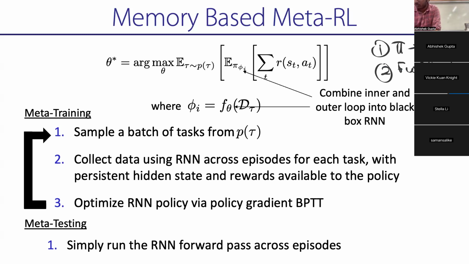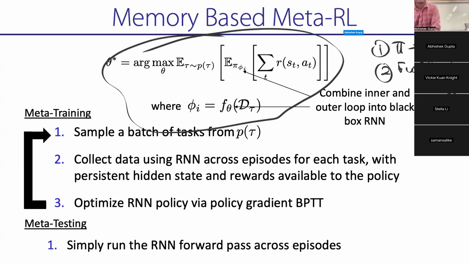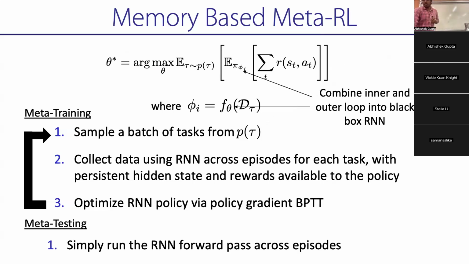And if you train it with RL, it is incentivized to maximize the reward as quickly as possible, because you're summing up the rewards across multiple different episodes. I want to get as high a reward as possible across episodes, so I'm going to try and get there as soon as I can. Okay, so that's memory-based meta RL. Questions? How does that scale?